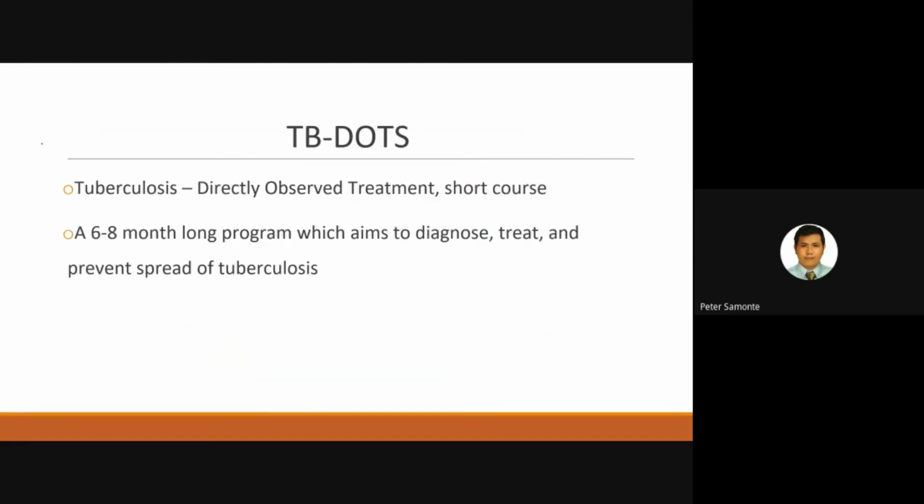Now, we have your so-called TB DOTS, class. So this was included in your laboratory lecture. Now, before kasi, class, TB is a very difficult disease to treat. Bakit? Because it would require a 6 to 8 month long treatment program. So imagine you'll be taking the drugs for 6 to 8 months. So ginawa ng mundo, they implemented your TB DOTS. TB DOTS is tuberculosis directly observed treatment short course. So this is a 6 to 8 month long program which aims to diagnose, treat, and prevent spread of TB.